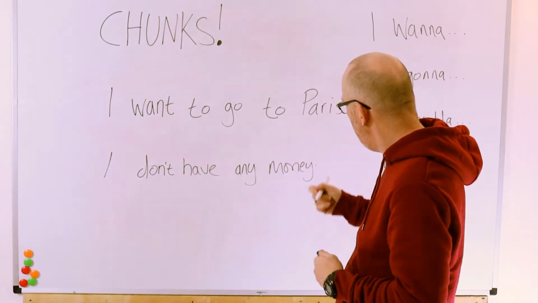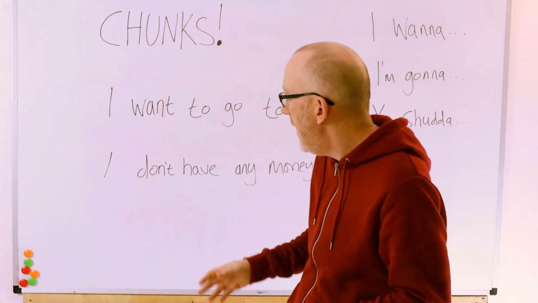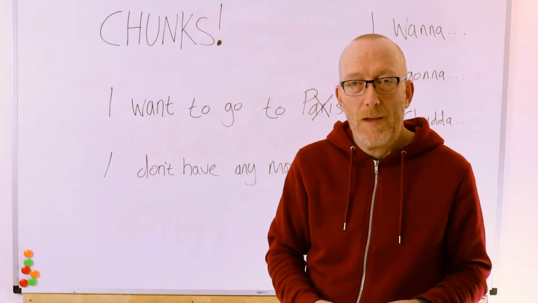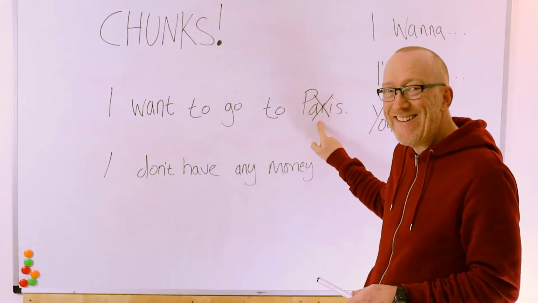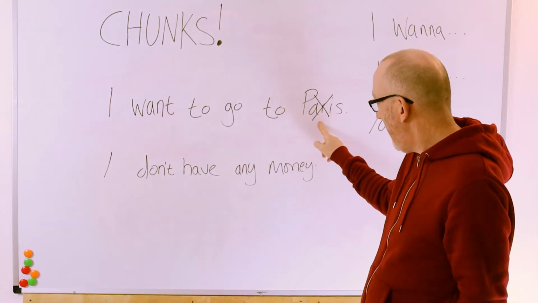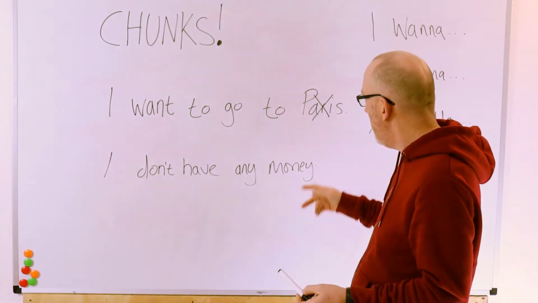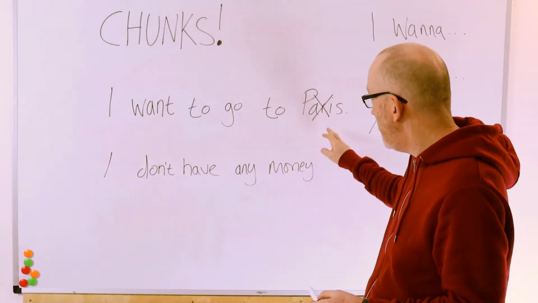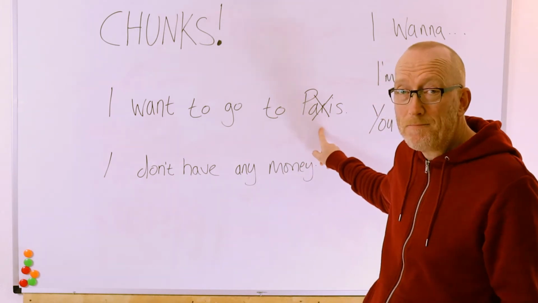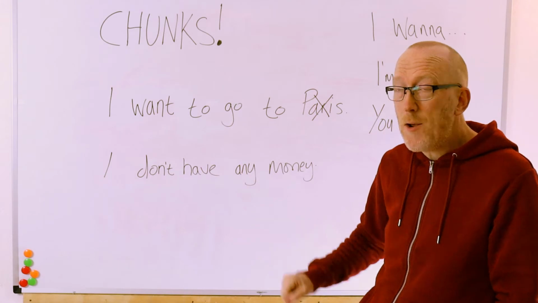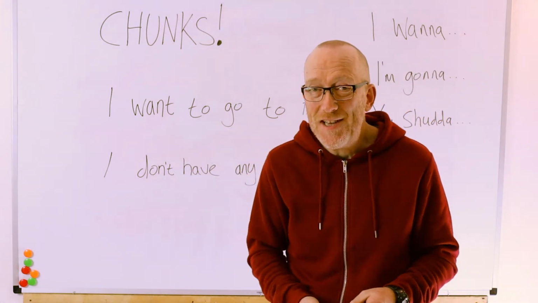Okay, now if we just take the word Paris out of this sentence, I want to go to is a chunk. It's a phrase, and we can literally add any noun here. Obviously it's going to be a noun of a location, of a place. So this could be Paris, this could be Rome, this could be the cinema, this could be the supermarket. Okay, so this location could be anywhere. But this is the chunk of language that's interesting.